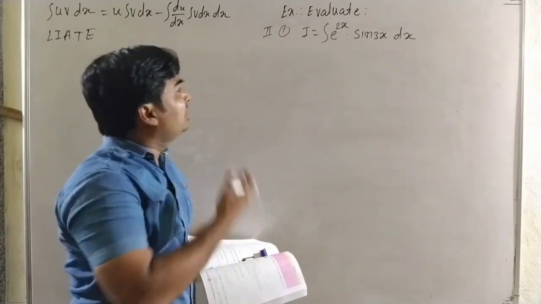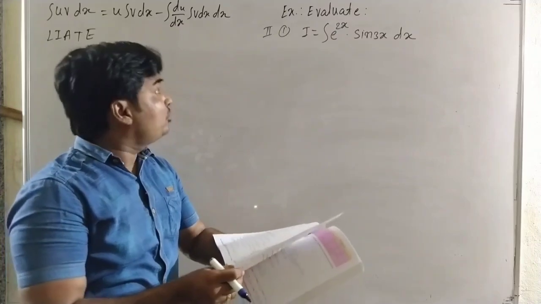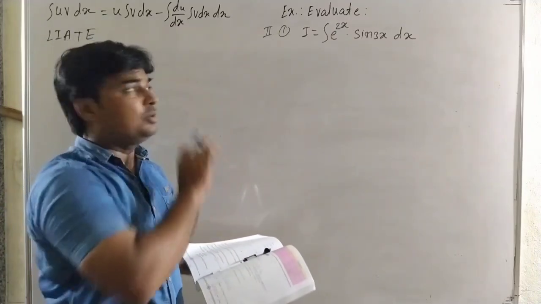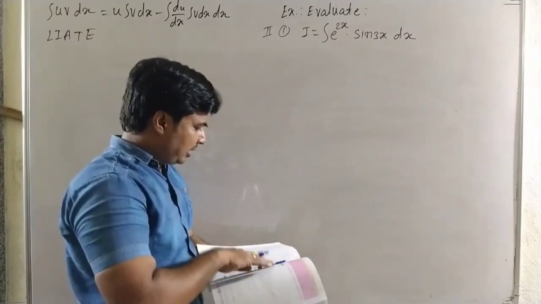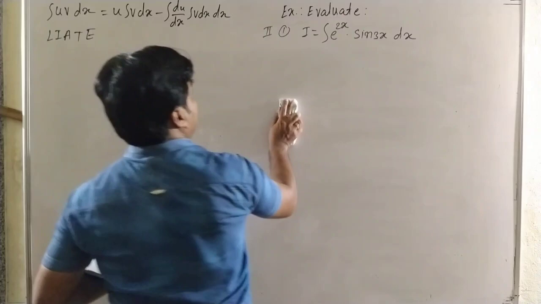Okay. Here it is the same as the last example. In the last example it was e to the power 2x into cos 3x, and here it is sin 3x. It is the same example, so it is for homework. We can take the next example.